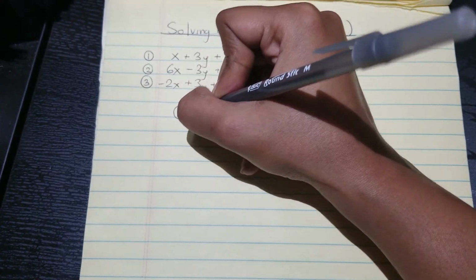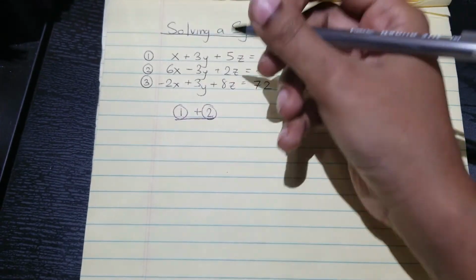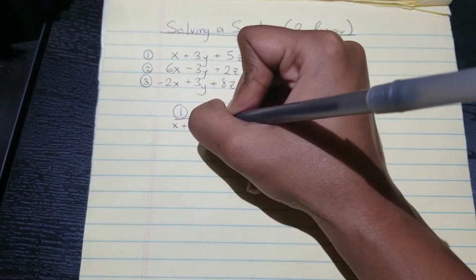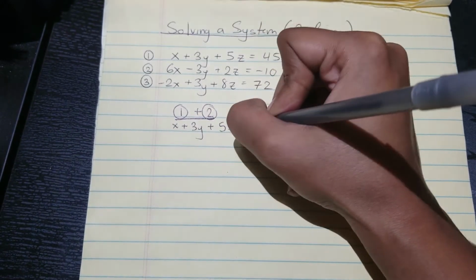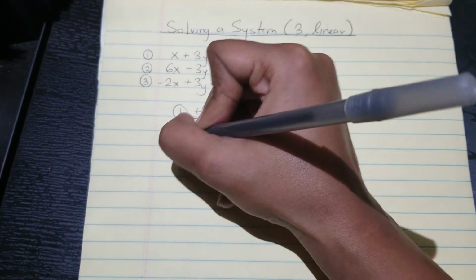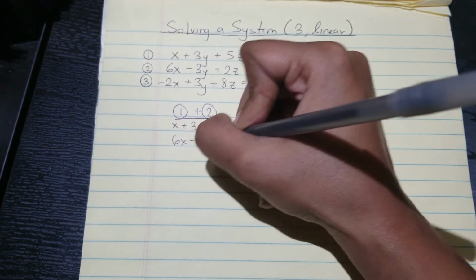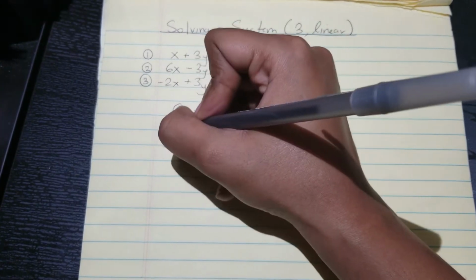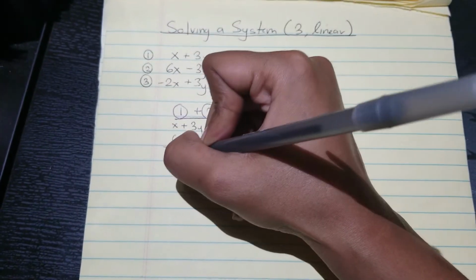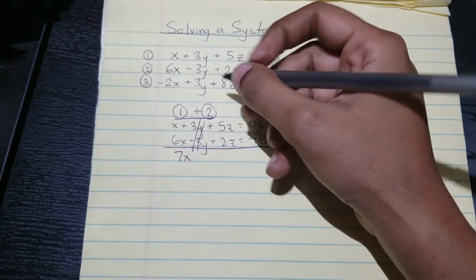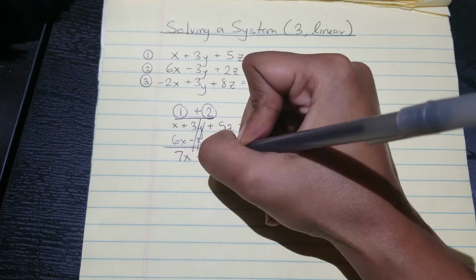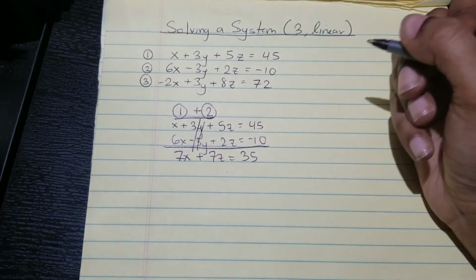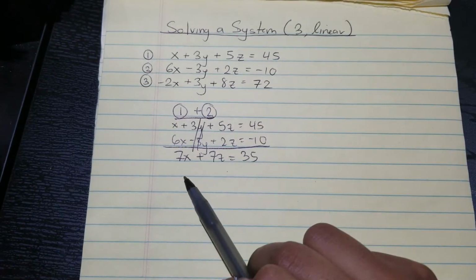So let's do that. Equation 1 plus equation 2 is going to give me x plus 3y plus 5z equals 45, and then 6x minus 3y plus 2z equals negative 10. Okay, I have x plus 6x, that's 7x. The y terms cancel out. 5 plus 2, that's another 7z. That gives me 35, and we're done with that.